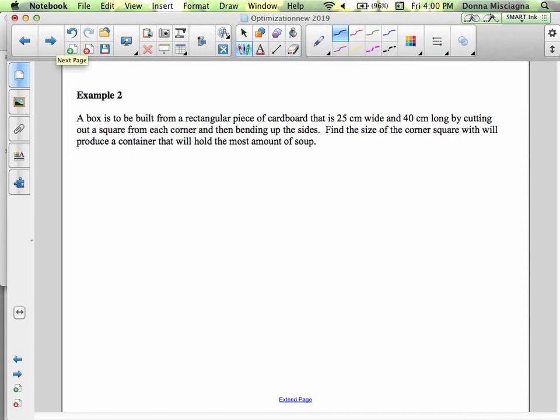By the way, I'm going to try to work from left to right. So here's our diagram. I'll make that a little bit smaller so I don't run out of space here. So there's our diagram. We have this piece of cardboard. It's 25 centimeters wide and it's 40 centimeters long.